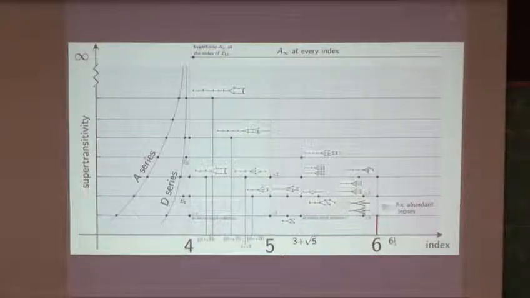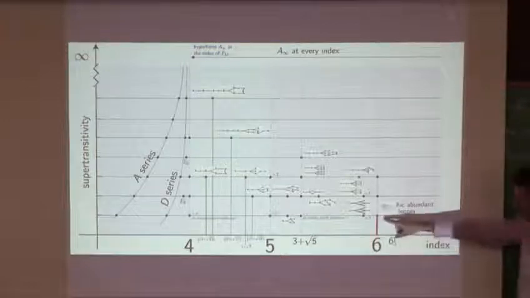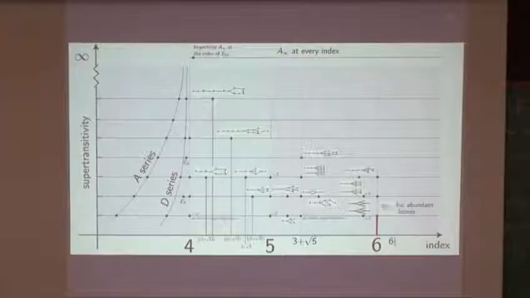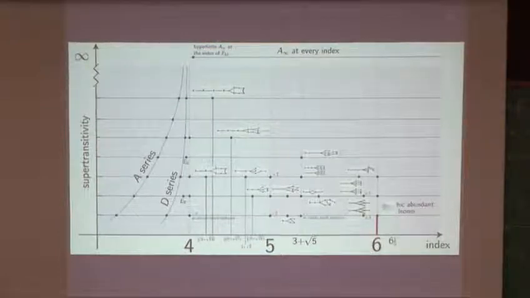And then at index exactly 6, things get really bad, and not only is there the possibility that subfactors aren't classified by their standard invariants, but the probability breaks down at that point. Even if you only care about finite depth ones, there are infinitely many. There's one for every quotient of SL2Z.